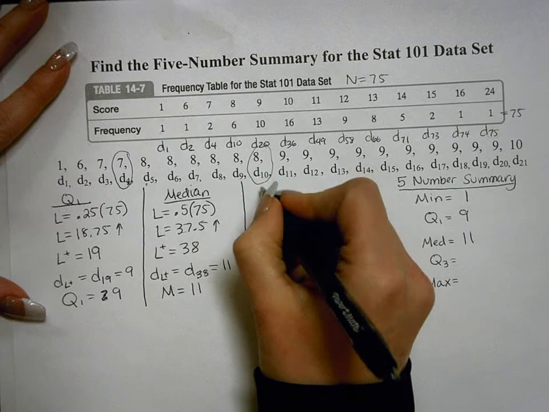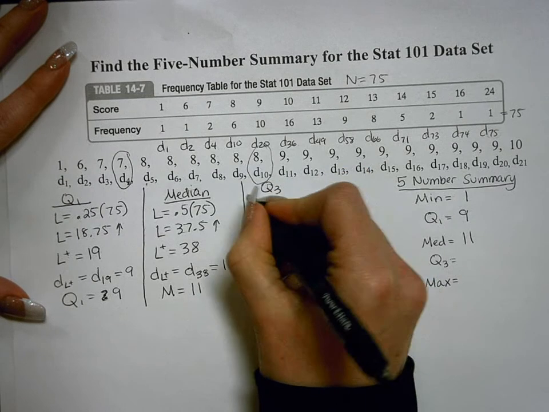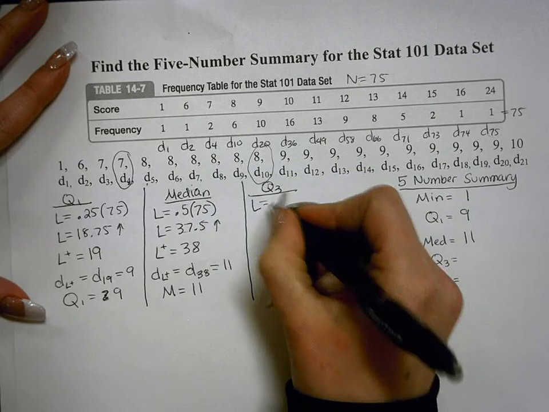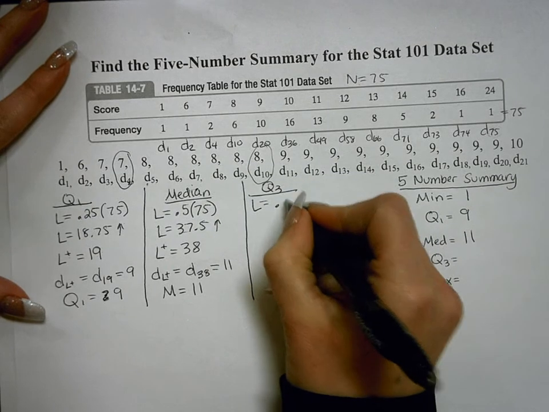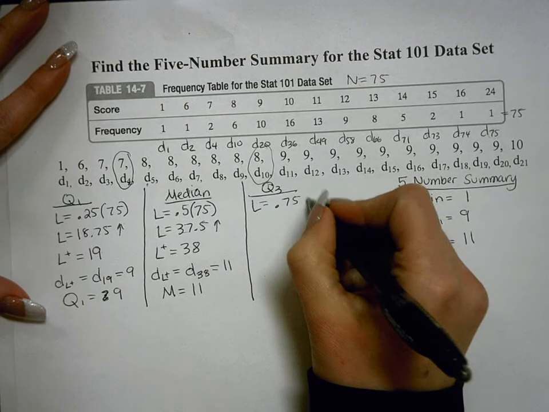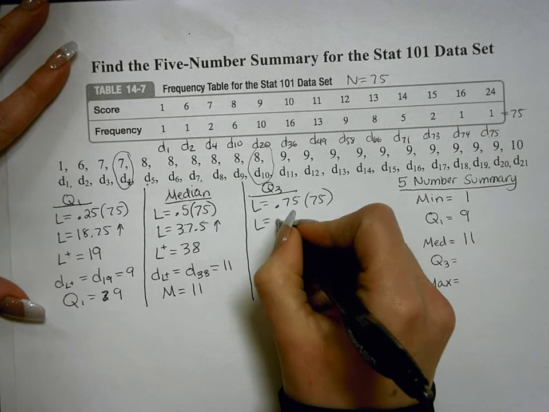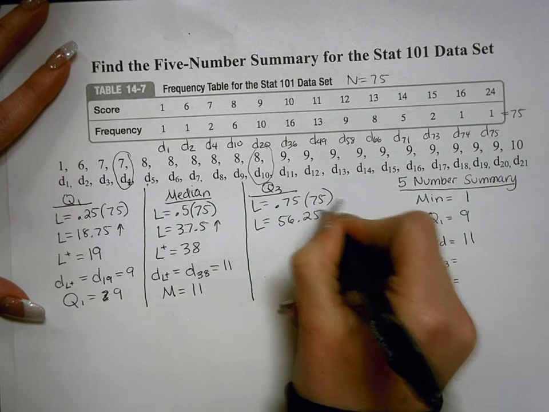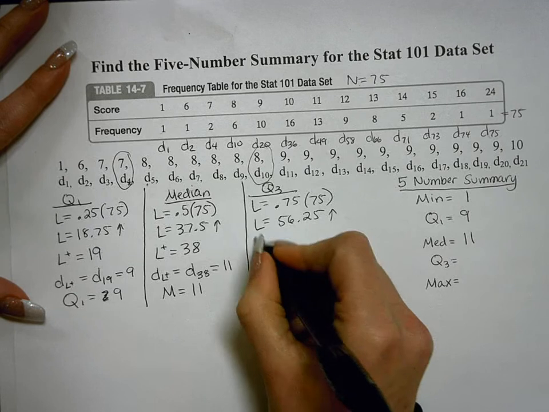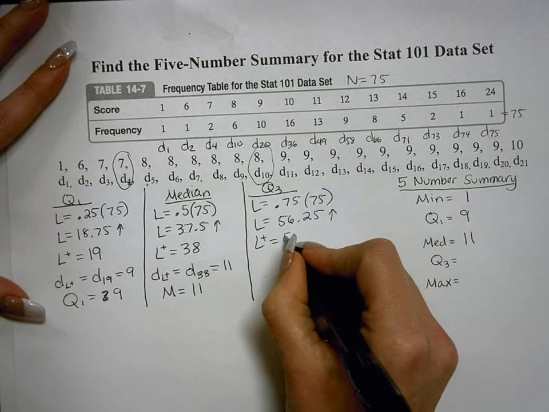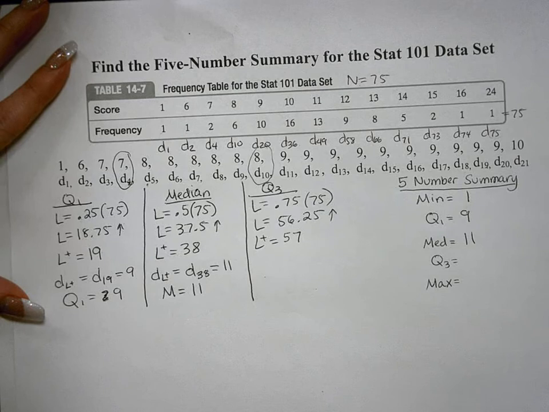Moving on to quartile 3. Again, I have to find the locator. Quartile 3 is the same thing as the 75th percentile, so I'm going to find 0.75 times 75. That equals 56.25. This is another case where I have to round up and find out what L plus is. No big deal. I just round that up to 57.